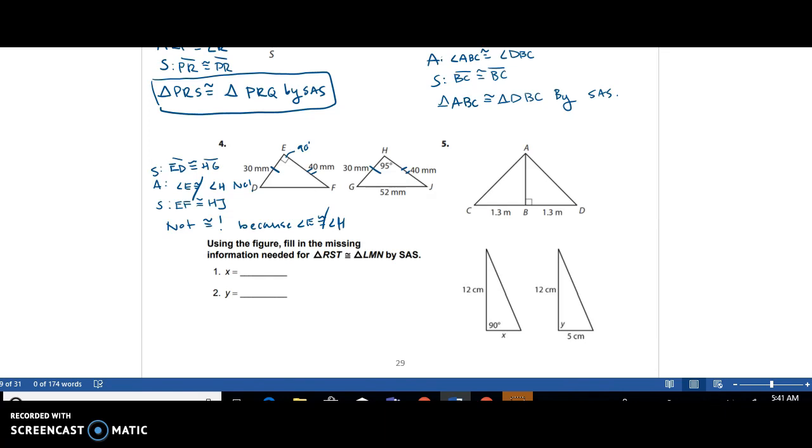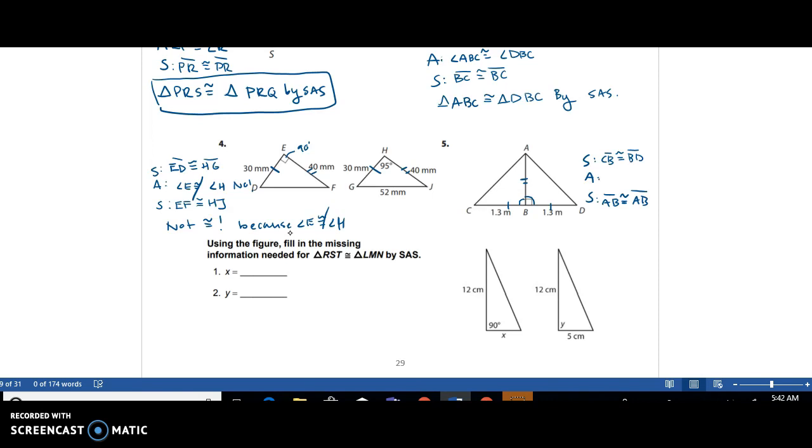Okay, number 5. Think about this one. Pause the video again. I'm going to tell you the answer in 5, 4, 3, 2, 1. First, I noticed that CB is congruent to BD because they're both 1.3. Then I noticed that they share a side, so AB is congruent to AB. And now I need to figure out what angle needs to be congruent for us to be able to use ASA. Is it going to be this one? No, right? Those angles aren't included. So it's got to be here.